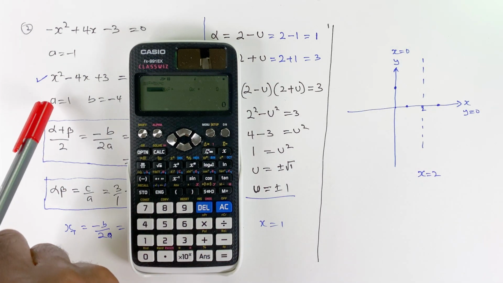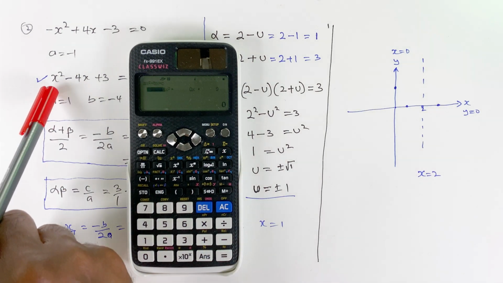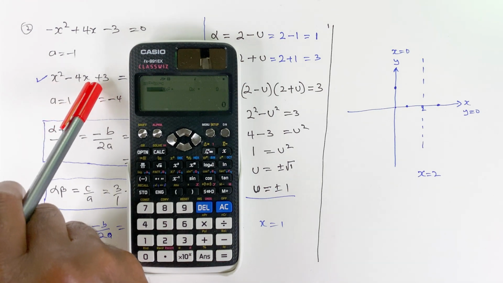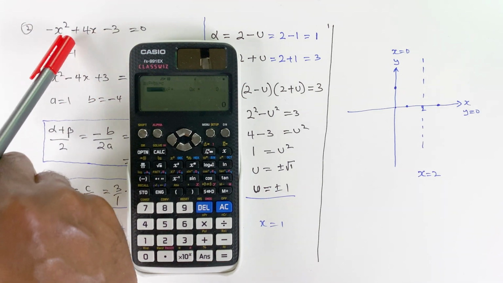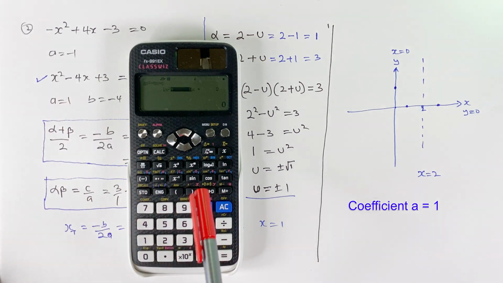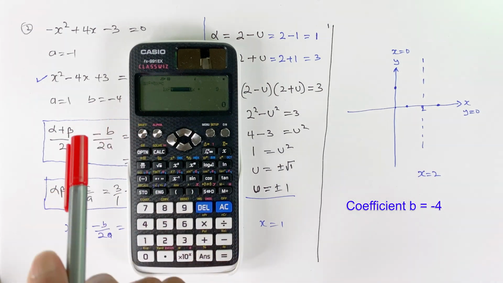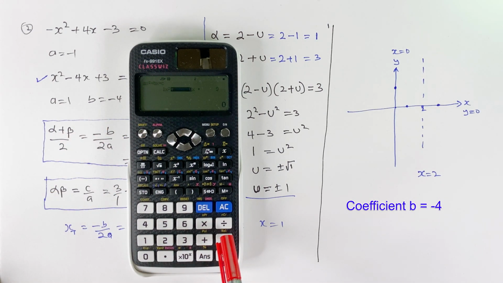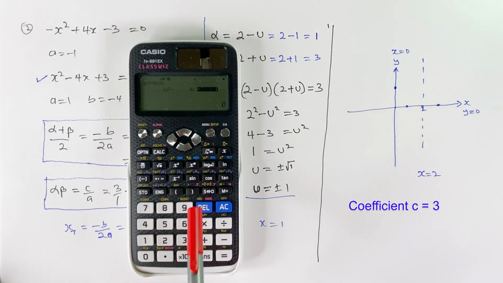So let's use this one, because it'll be the same, but it will just give us a different value of y at the turning point. So the coefficient A is 1. Enter. B is minus 4, so put minus 4 and equals. And C is plus 3, so we put 3 equals.